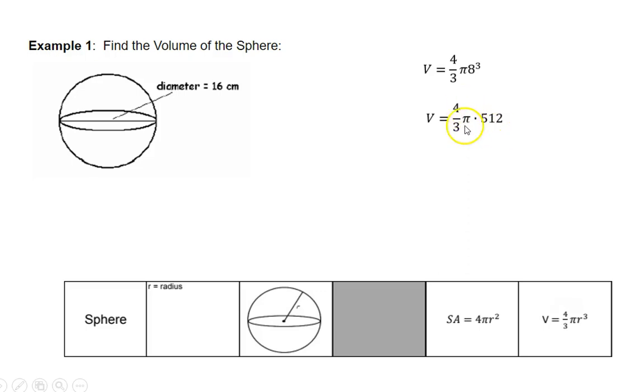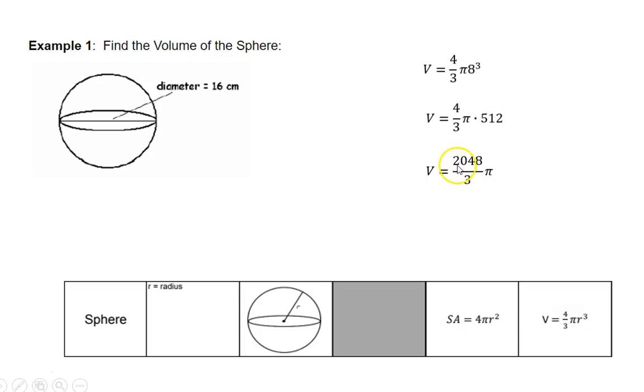So now what we're going to do is just kind of ignore the pi. We'll just do 4/3 times 512. So to do that, we just do 4 times 512, and then 3 times 1, 512 over 1 if we're going to multiply a whole number by a fraction. And we get 2048 over 3 times pi. So the 2048 comes from 4 times 512.